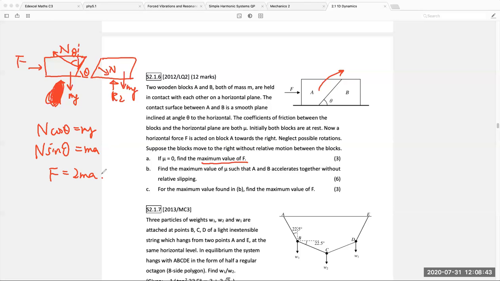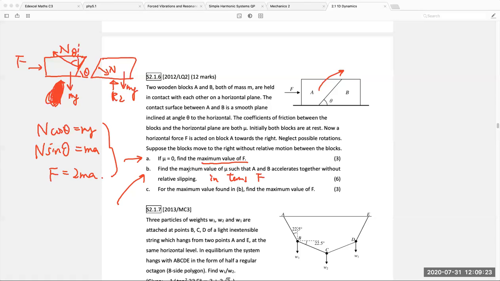No? Right, then let's go on. So for part A, you can solve these three equations and then you can get the answer. How about for part B? Find the maximum value of mu such that A and B accelerate together without relative slipping. Now, I think your answer should be expressed in terms of F. Maybe not, I'm not so sure. But you may solve it too.